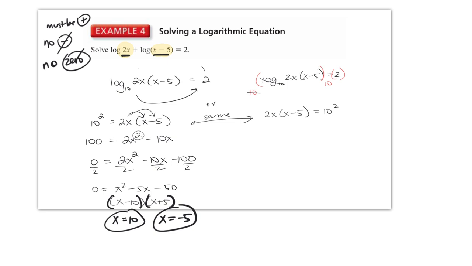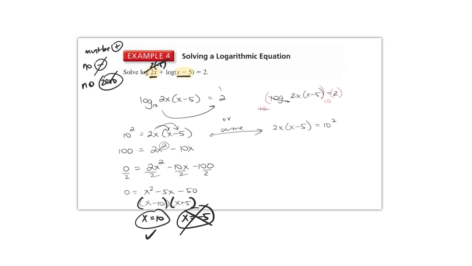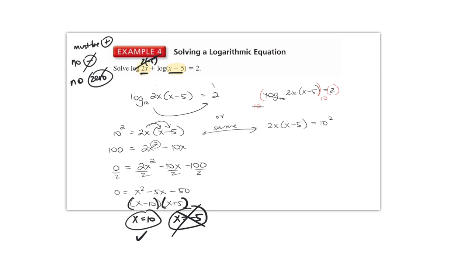So when I take 10, 2 times 10 is 20, it works, right? So 2 times 10 and 10 minus 5. That's positive, not equal to 0. This is valid. But if you notice, when I come back over here and I plug in negative 5, 2 times negative 5 is a negative number. I don't even need to check the rest. It's done, okay? It doesn't work. So the only valid solution here is 10.